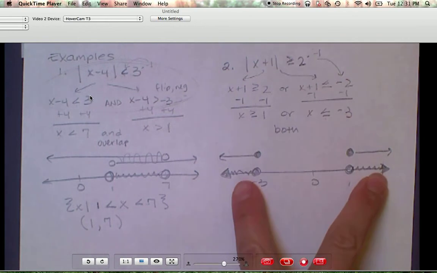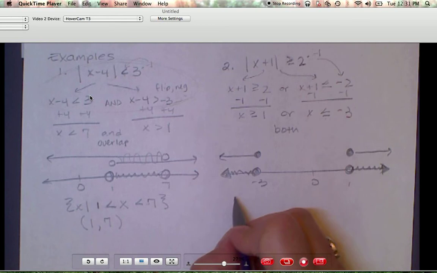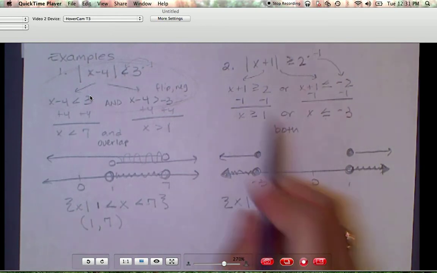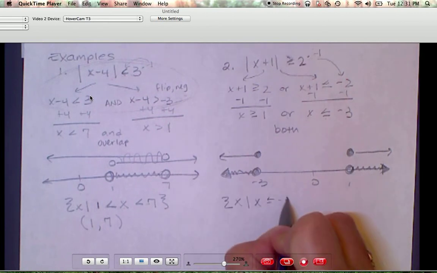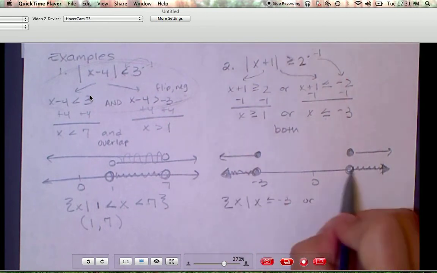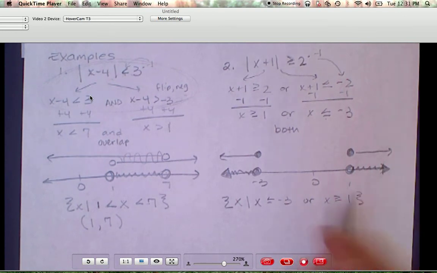Now, set notation and interval notation. If it's an or and there's two shaded regions, then you need one set notation, but you need two intervals. So x such that x is less than or equal to -3 or greater than or equal to 1. Now remember, you need a subject here and a subject here. There needs to be an x in each of these inequalities, so you can't leave the x out.